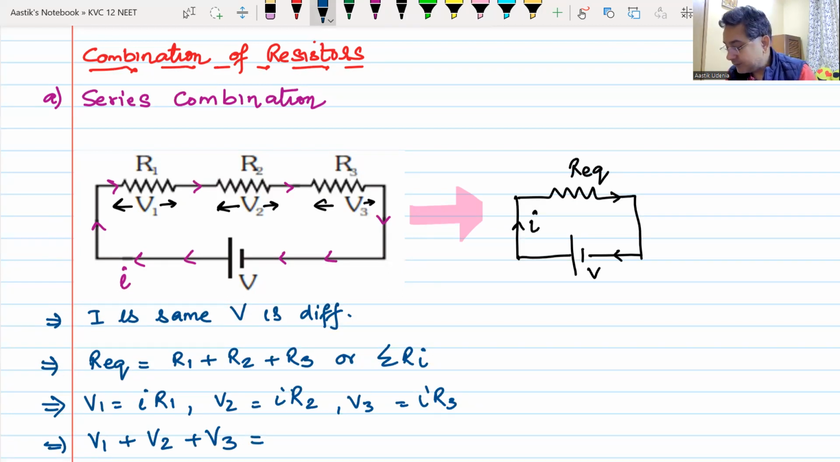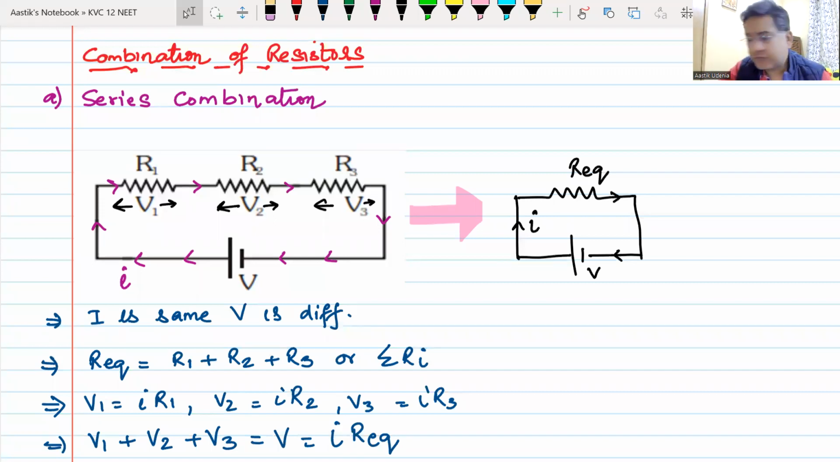V1 plus V2 plus V3 will be IR1 plus IR2 plus IR3. It will be equal to V. And this V will be equal to I into R equivalent. And therefore, R equivalent will be equal to R1 plus R2 plus R3 and so on. Do you understand this, everyone? I'll give you 2 minutes to note this down. Let me know once you are done.